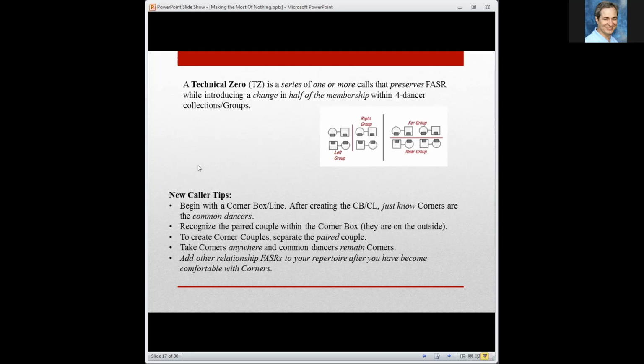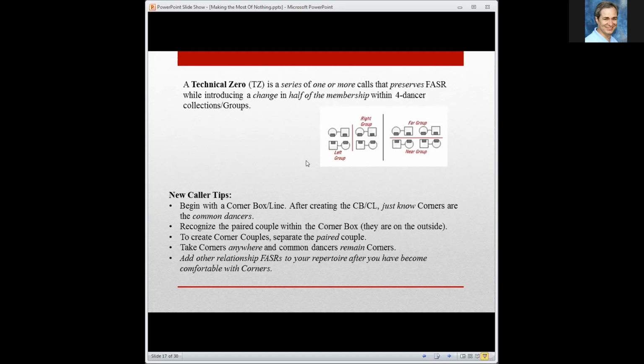Create the corner couples. You can look at your focal dancer and then pair that focal dancer up with his or her corner, or you can look at the paired couple and make sure that they're separated from one another. If they're separated from one another and everybody is with opposite sex, then you have paired corners. And you basically take those corners anywhere, and the common dancers remain common dancers.